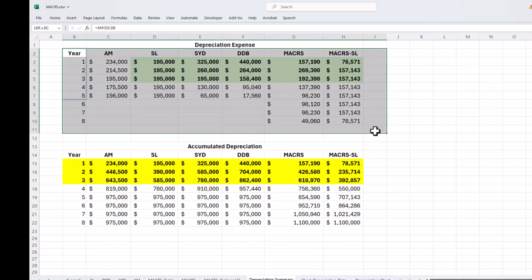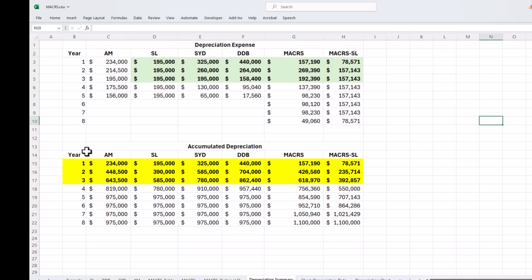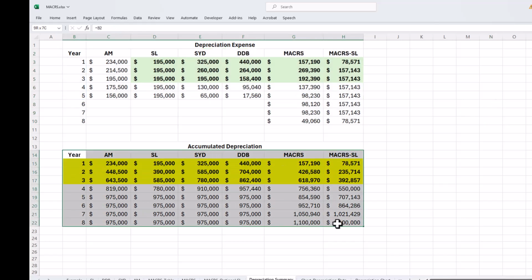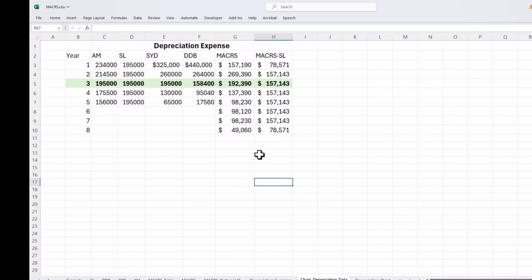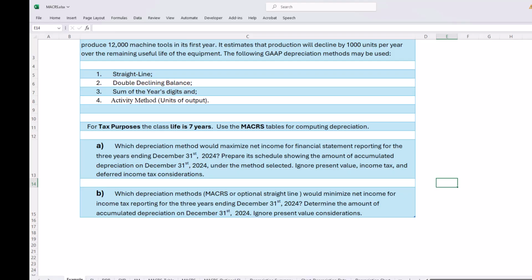Here I simply have a table that includes all their depreciation expenses, MACRS and non-MACRS. Here is the accumulated version of it. And here I just create this table so I can chart it. And here's the chart. So as you can see, double declining balance reduces the amount of taxes dramatically in the first few years. But then it goes lower than the straight line is in the latter years. So there are consequences regardless of how you do it. But that's pretty much what I wanted to show you as far as the spreadsheet goes.